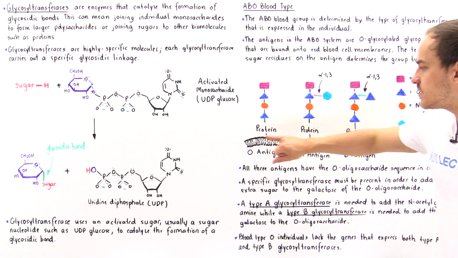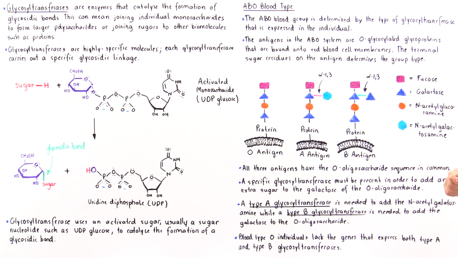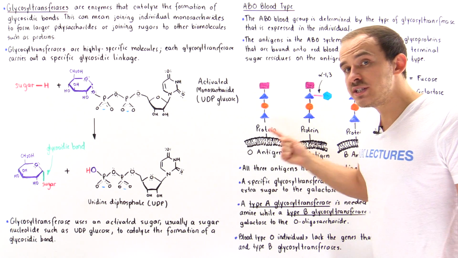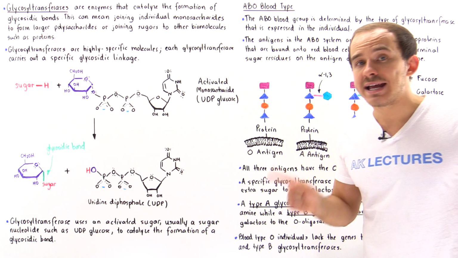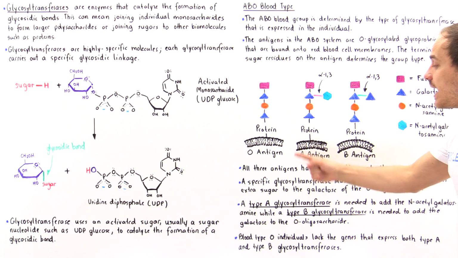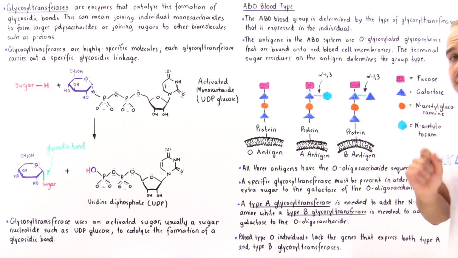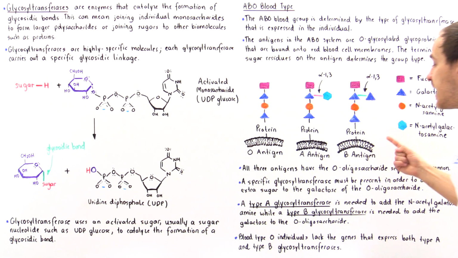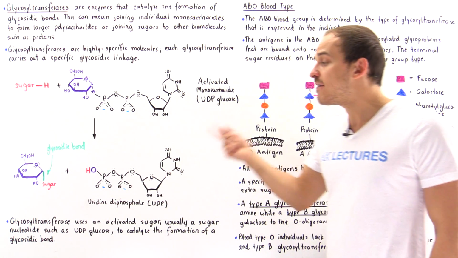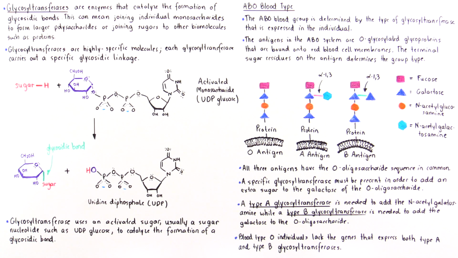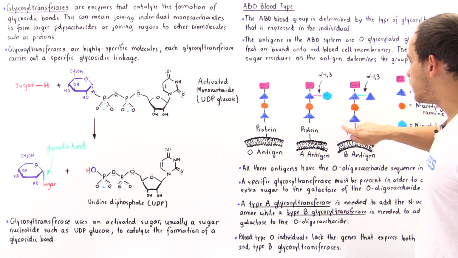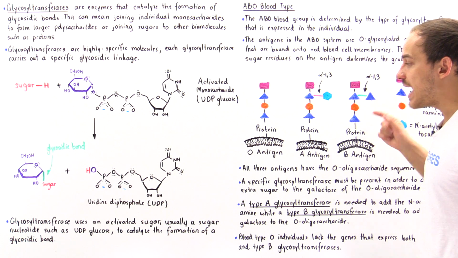So let's take a look at the following three diagrams. So this is the cell membrane of our red blood cells. Now, in an individual who has the O type, they have the O antigen. In an individual who has the A type blood, they have the A antigen. In the individual who has the B type, they have the B antigen. And in the individual who has the AB, they have both A and B antigens. Now, this is the protein component of the glycoprotein, the antigen.